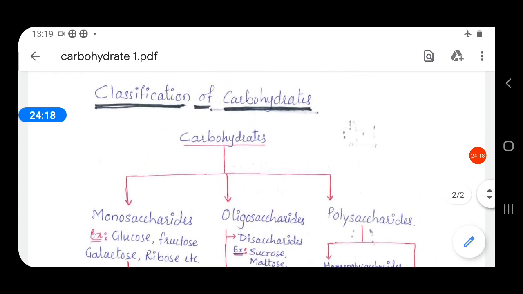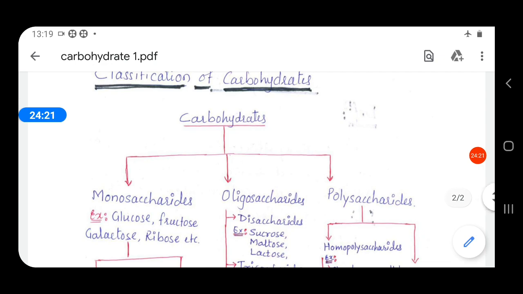The most important is the one depending upon the number of monomer units. In the next class, we are going to discuss some of the chemical properties of carbohydrates. Thank you.